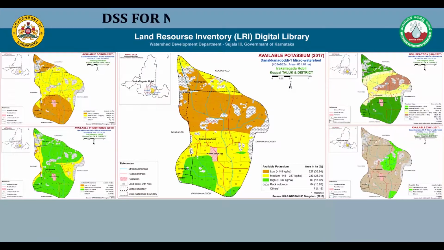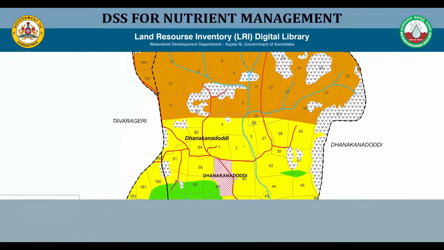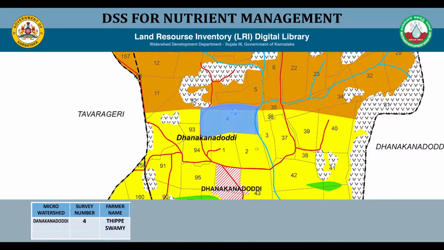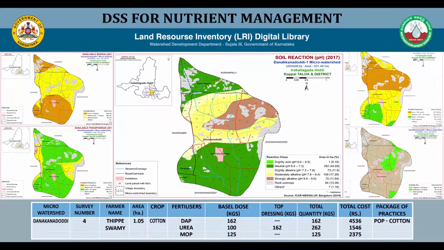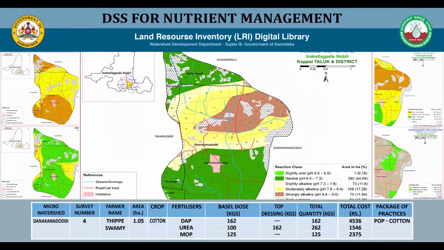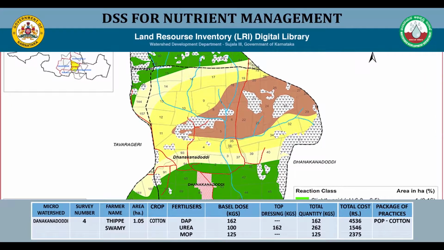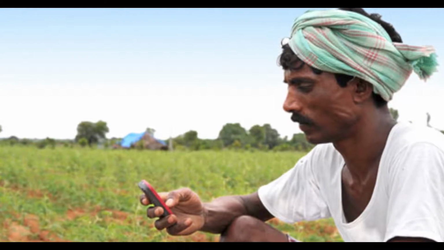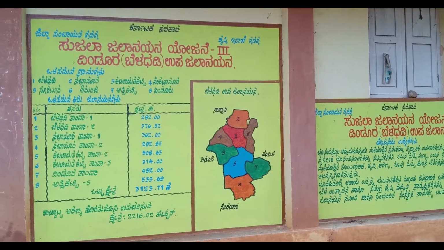DSS for nutrient management helps to identify the deficiency or sufficiency levels of nutrients present in each parcel of land, amount of nutrients required for the selected crop, combination of organic and inorganic fertilizers to be used with their cost, time of application and package of practices to be followed during the entire crop season. The farmer can get the required advisory through his mobile phone or from the nearest KVK or farmers' contact centers.